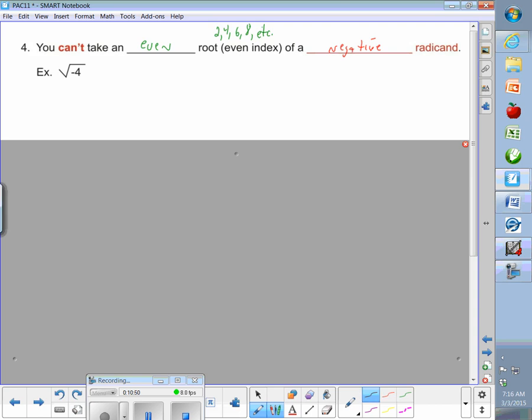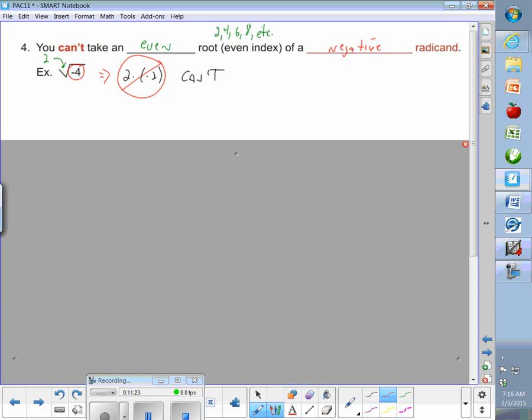So look at our example here. We have an even root because we have a square root, right? Our index is 2. And we have a radicand of -4. And so the question is, what number times itself 2 times equals -4? Some students will usually say something like 2 times -2. Well, you can't do that. That's not a square root. That doesn't work because it's not the number times itself.